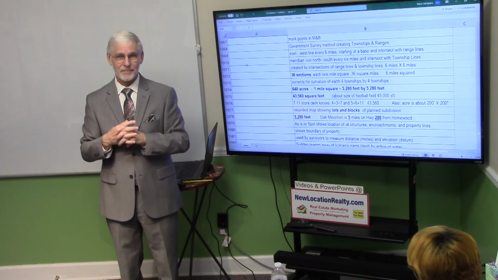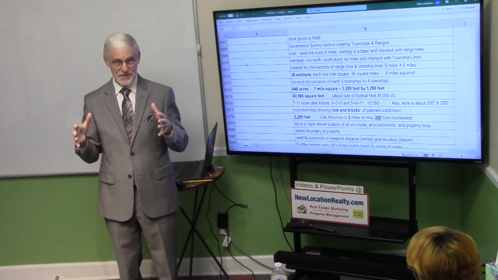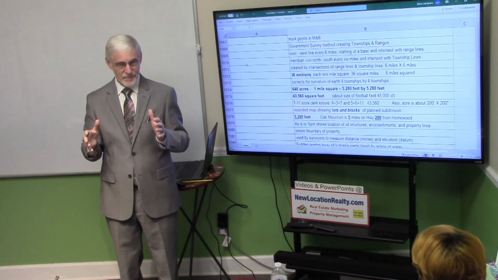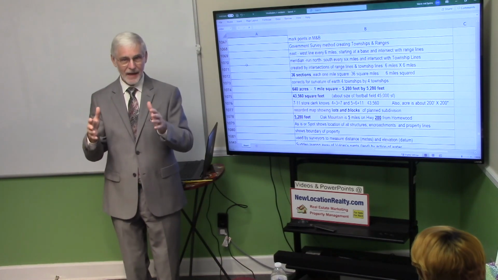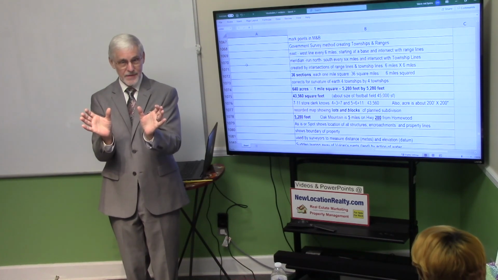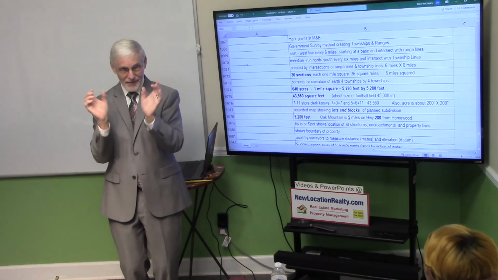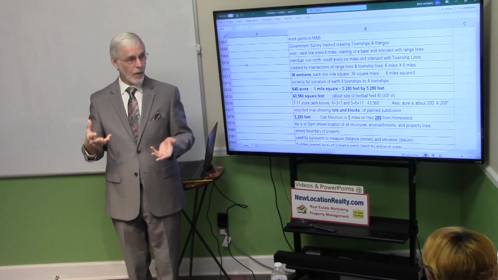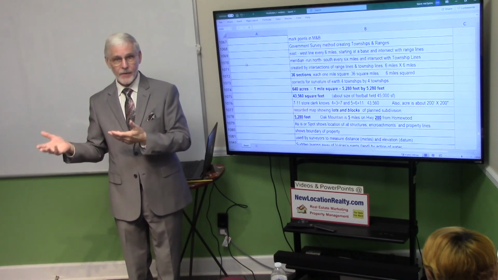Your sections have 640 acres in each one of them. That can be divided down into quarter sections, which can be divided into quarter sections or half sections. And if you need to know where one is, you go backwards.